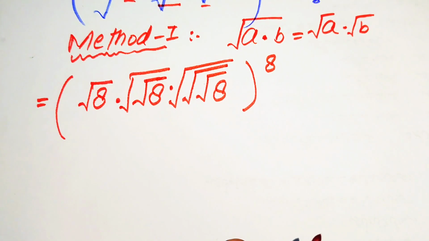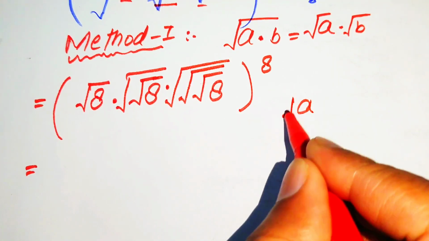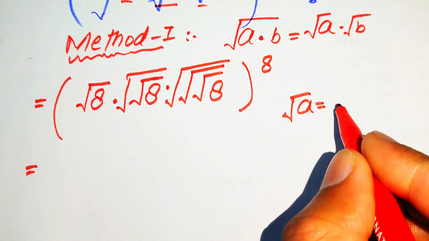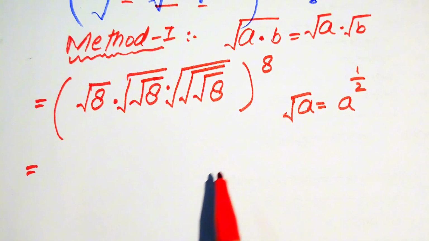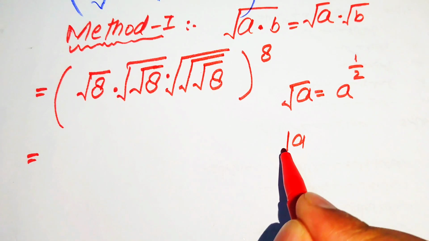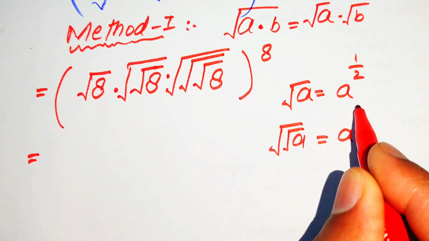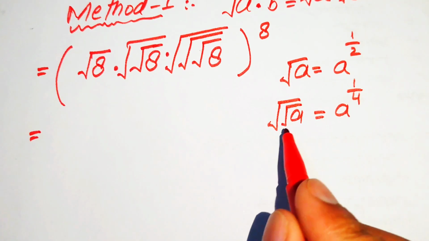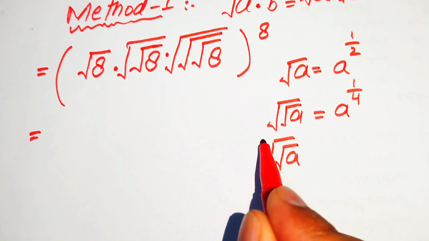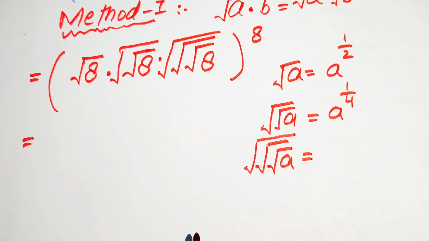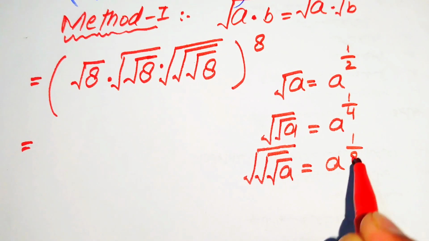Okay, so in the next step, we write this square root sign into the exponential form. The exponential form of this is 1 over 2, and similarly if you have a square root of a square root, the exponential form of this is a to the power of 1 over 4. And if you have the square root of a square root of a square root, then it will be written as a to the power of 1 over 8.